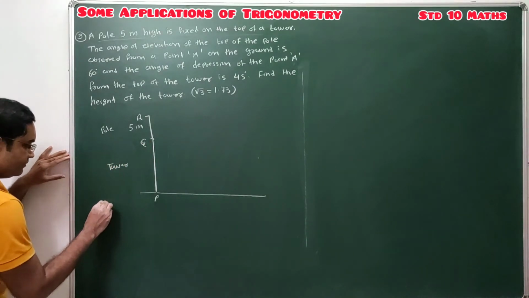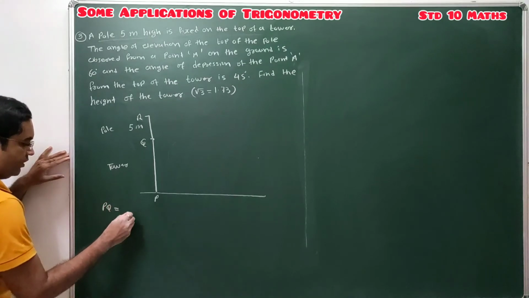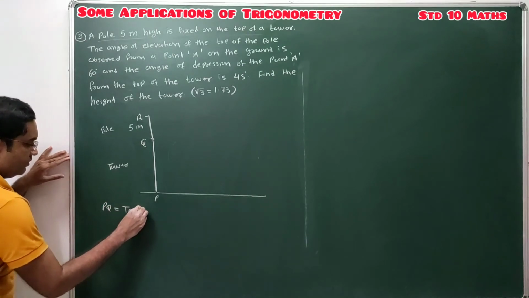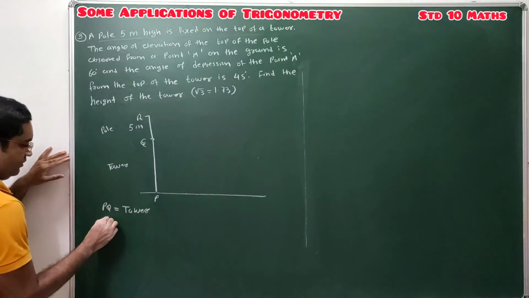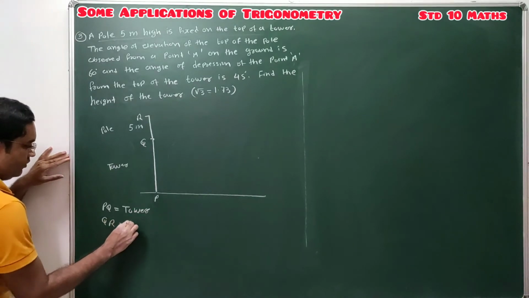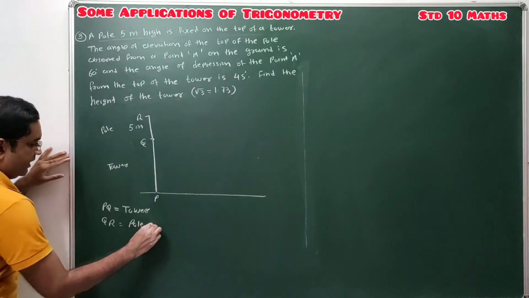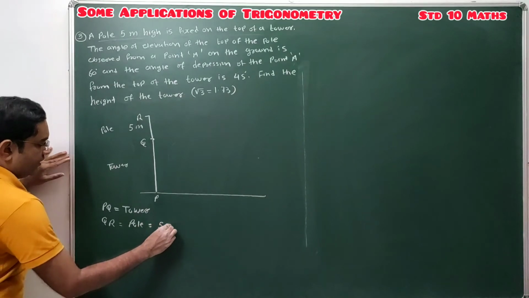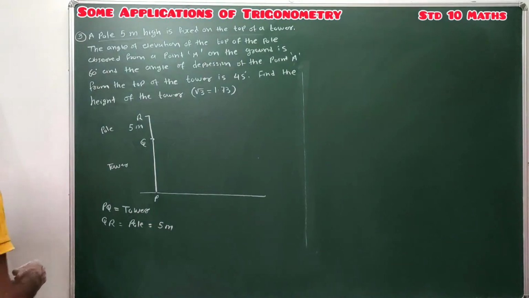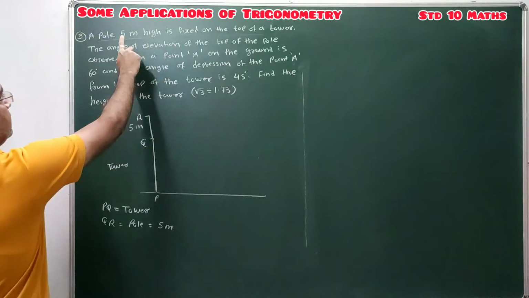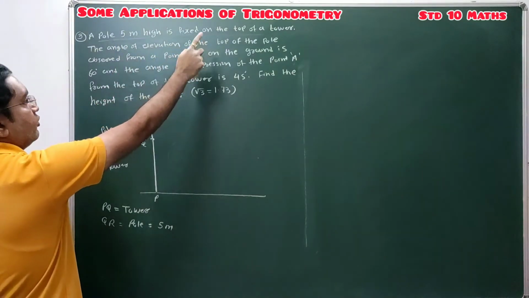So here in the description, PQ is our tower. QR is our pole and the height of pole is 5 meter is given. Now continue. A pole of 5 meter high is fixed on the top of the tower.